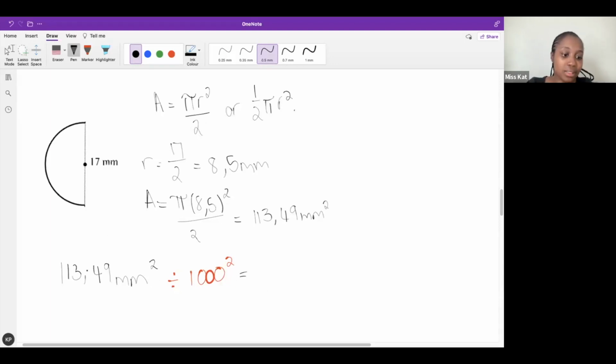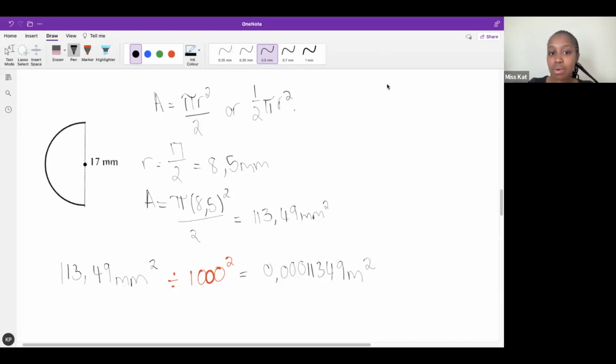Okay, let's see. 1, 2, 3. Nope. You're missing 3 zeros somewhere in the middle. You're very close though. Remember, we're dividing by 1,000 squared, not just 1,000. You can't just write the zeros. You must write the numbers. So it's 0,000113449 meters squared.